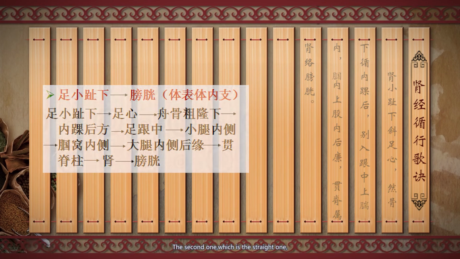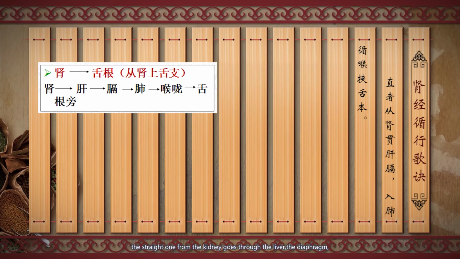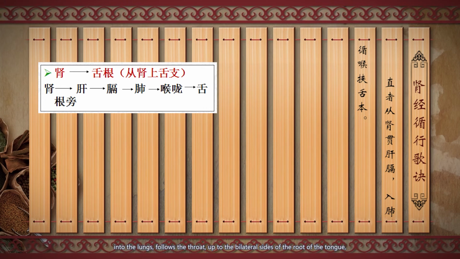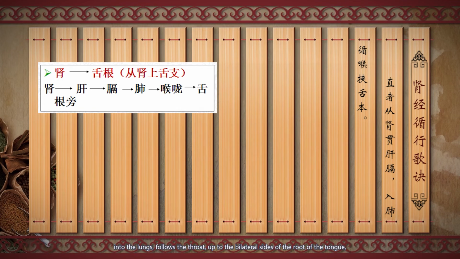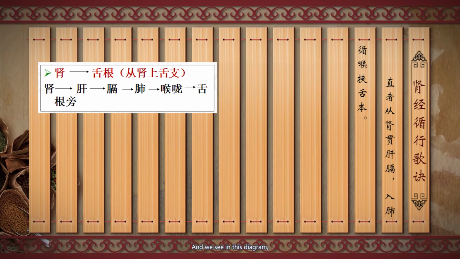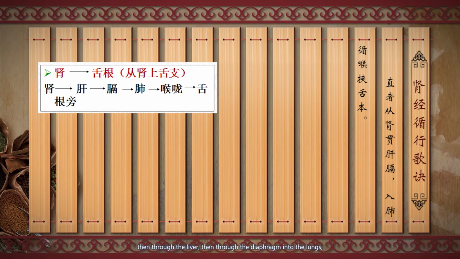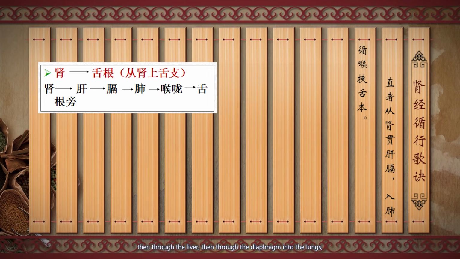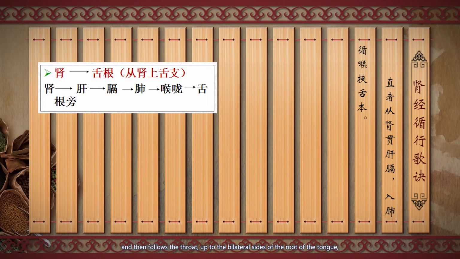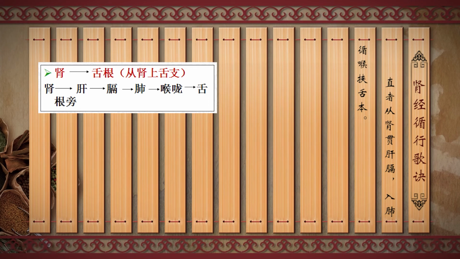This is the first branch. The second one is the straight one. The straight one from the kidney goes through the liver, the diaphragm, into the lungs, follows the throat, up to the bilateral sides of the root of the tongue. And we see in the diagram, it starts from the kidney, then through the liver, then through the diaphragm into the lungs, and then follows the throat, up to the bilateral sides of the root of the tongue. And this is the second one.